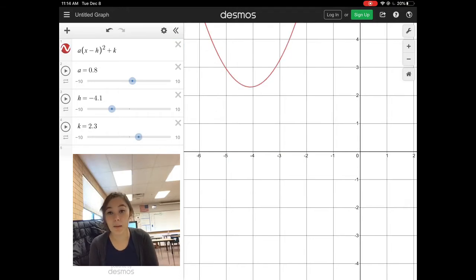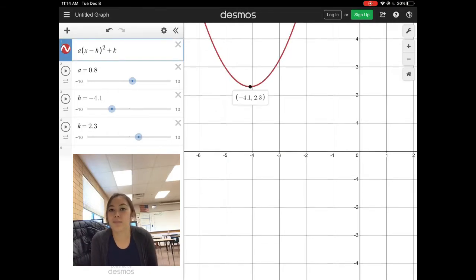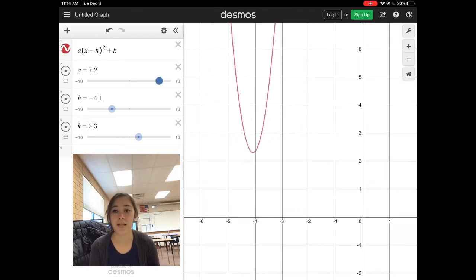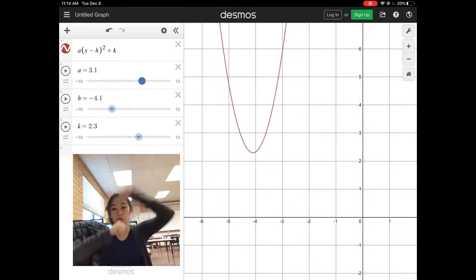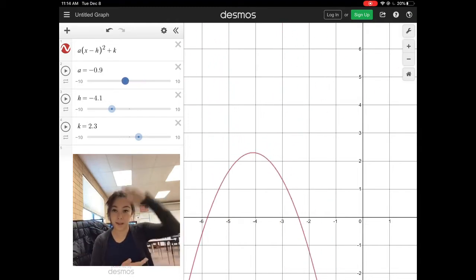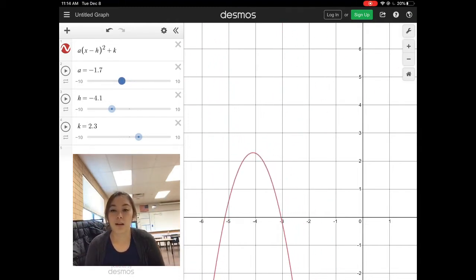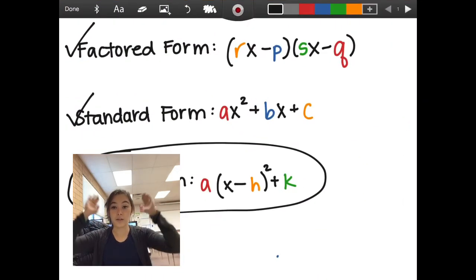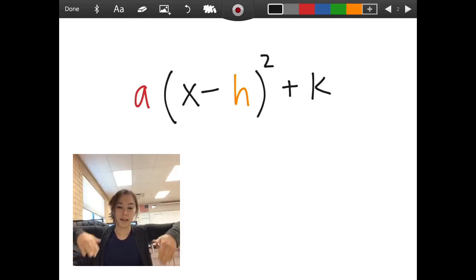K kind of does the same thing, but for the Y values. And so that's why it's called vertex form, is the H and the K really tell us about the location of the vertex. If I change A, that actually makes it stretch or not, or be compressed. And we're going to talk about the name of that, but A just kind of changes the direction. So remember, if A is positive, it's up. If it's negative, it's down.